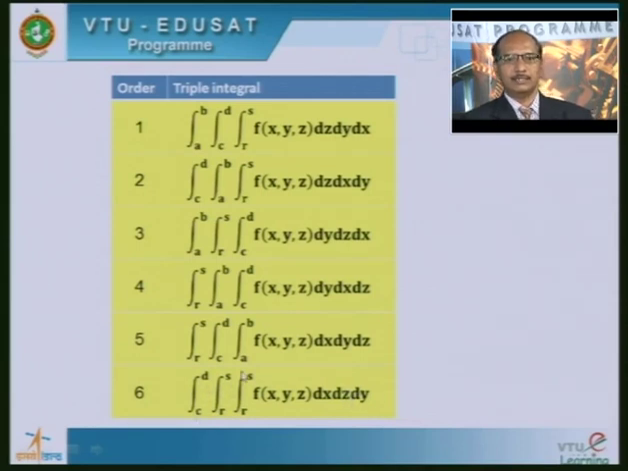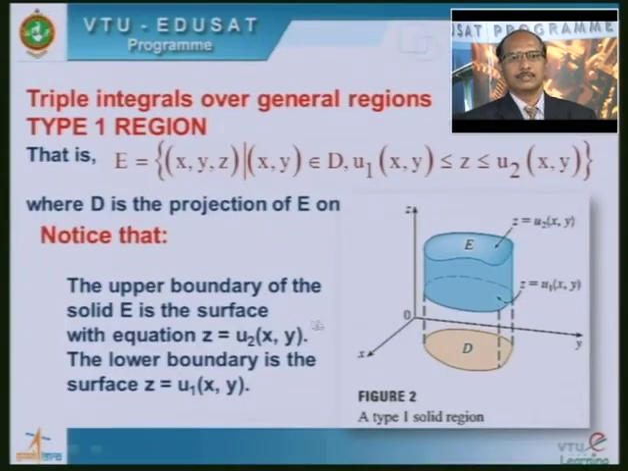So whenever constant limits are given, we can solve the problem by any of the 6 types of integrals. Now in this session, we will go further to triple integrals over general regions, meaning the limits of integration are not constants, they are bounded by curves and surfaces. So there is a type 1 region, we call it E. You can see the picture here.